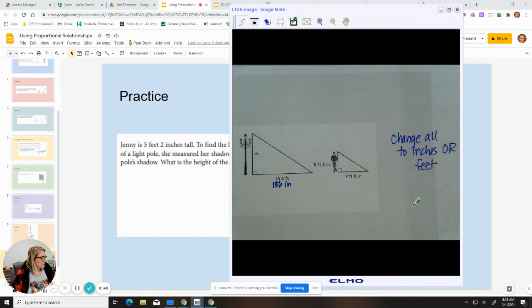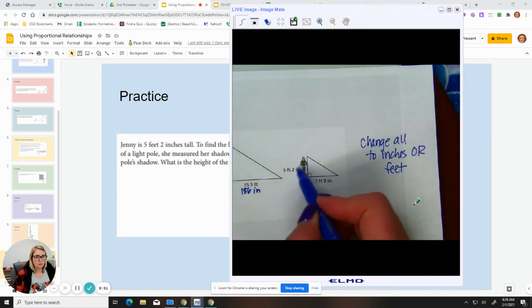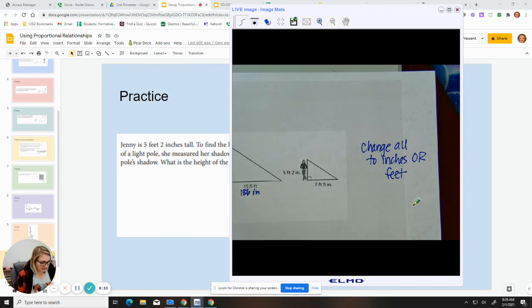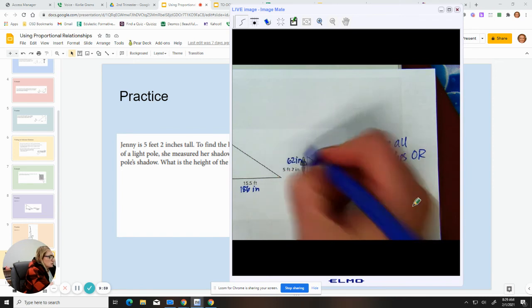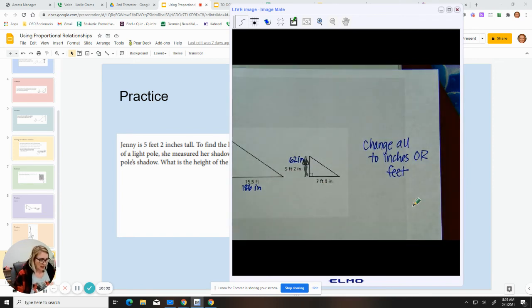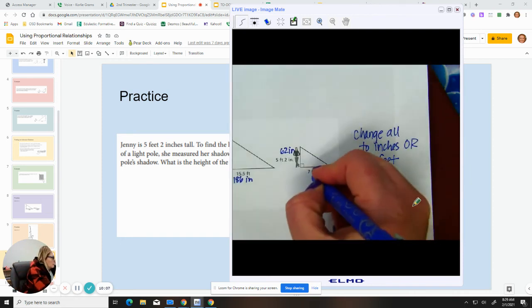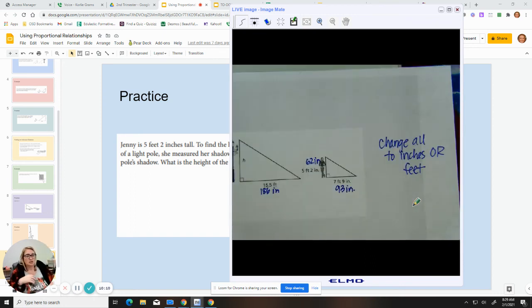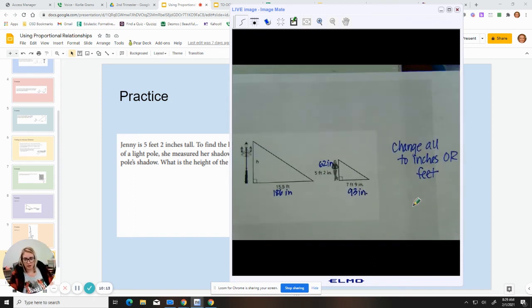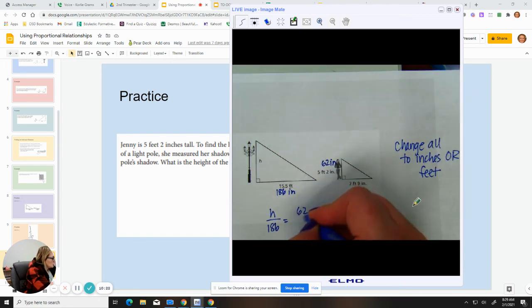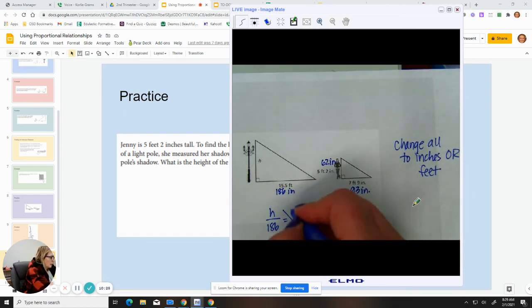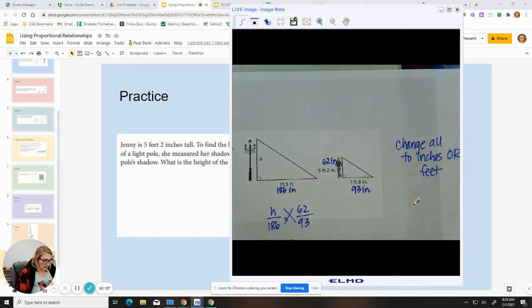Okay. And then I'm going to do this. I don't need to do anything with the 2 because it's already in inches, but I need to find that 5 times 12 is 60 plus 2 means that this is 62 inches. And 7 times 12 is 84 plus the 9 inches makes this 93 inches. So now I have it all in the same terminology, and so it makes it so much easier to do my solving. So I would have h over 186, 62 over 93. I'm going to cross multiply.